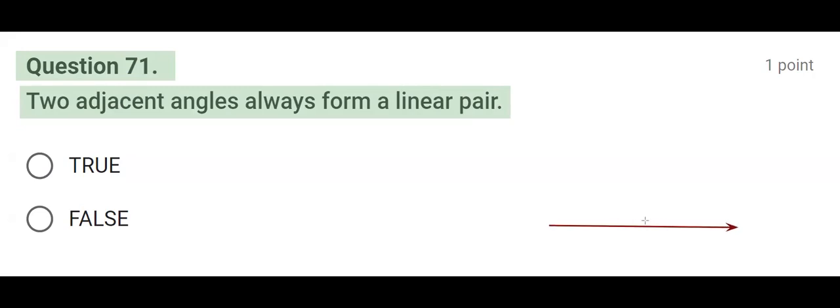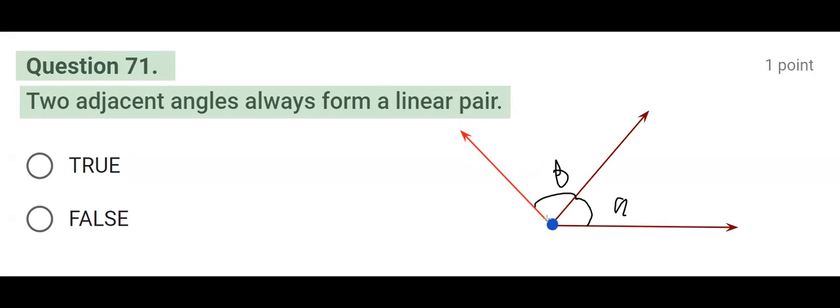Question number 71 says two adjacent angles always form a linear pair. This is an incorrect statement. We can verify this. Say I'm making two adjacent angles. As you can see, I have made two adjacent angles. From the figure, you can say this is angle A and angle B. Let's see, does it meet the condition of adjacent angles? For adjacent angles, there must be a common vertex.